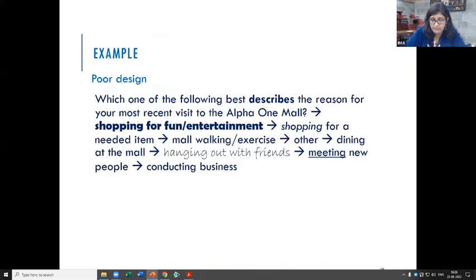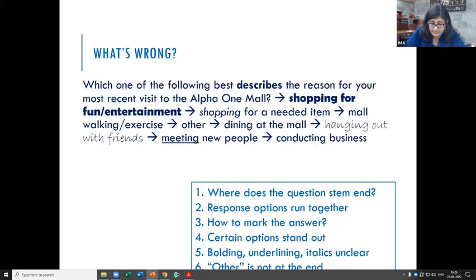Similarly, this is a very poorly designed question. You do not know where the question ends and where the answer choices are. There are different fonts. Some of them are in bold, some of them are not. You have underlined certain things. This doesn't make sense visually.